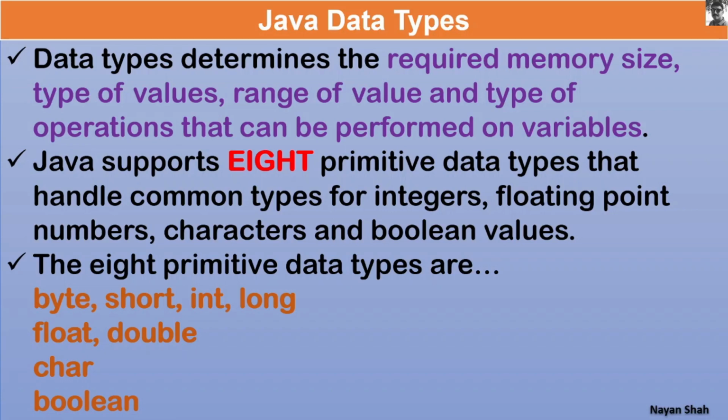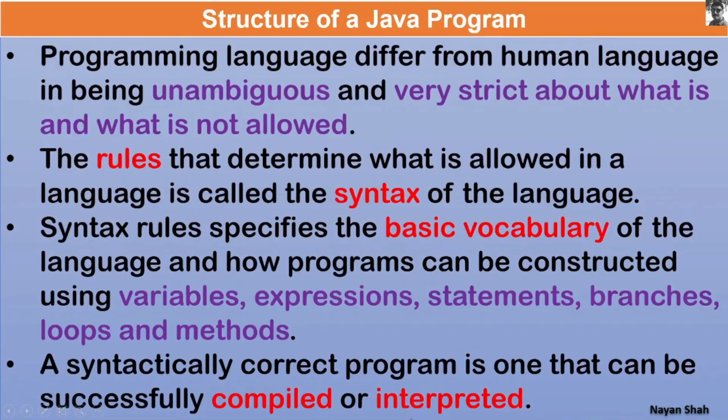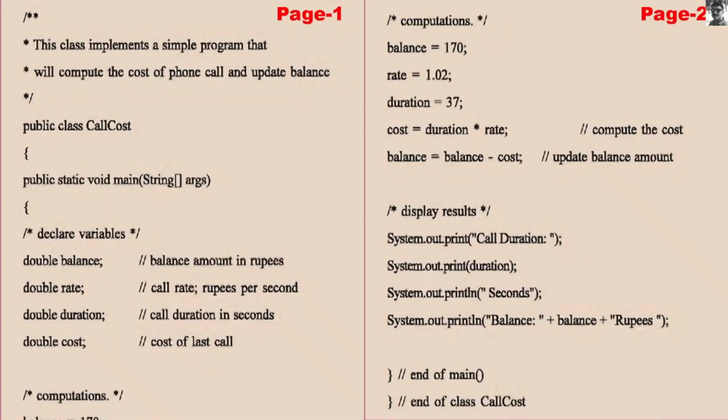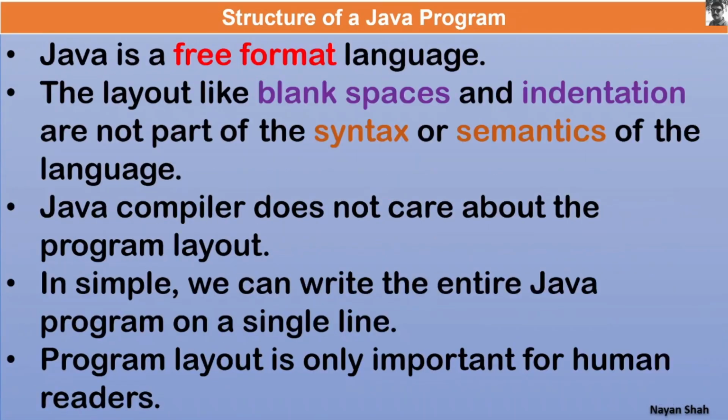So whenever we declare any variable, we don't just write the name of the variable, but we write the data type also before that variable name. As in the sample program you would have seen, all these 4 variables are written as double balance, double rate, double duration, double cost. Double is a data type, but we used only double because we had not studied data types at that point of time. Now we will discuss them in detail.